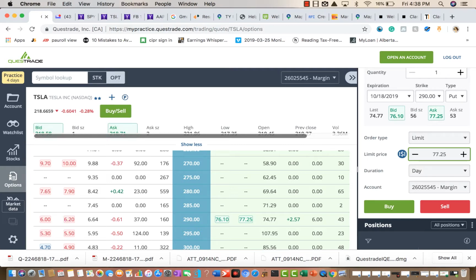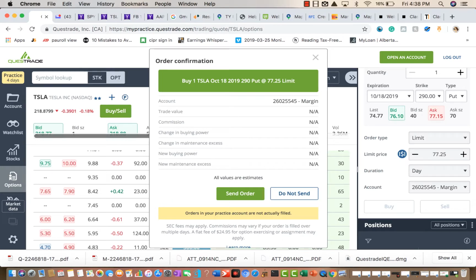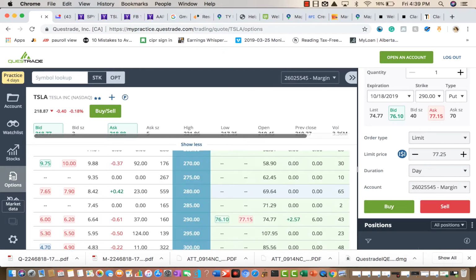Okay, so you want to place this limit order, and this is only going to be good till the end of today. Let's say it's 10 a.m. on a Friday today. This limit order is only going to be good till before 2 p.m. Actually, it has to be before 2 p.m. Okay, so I'm going to click buy Tesla October 18, 2019, 290 put, and send order.